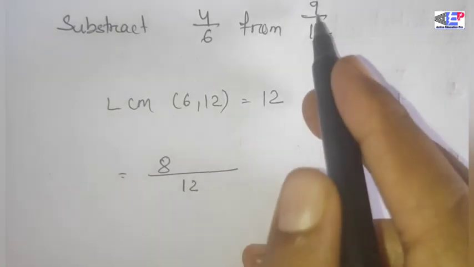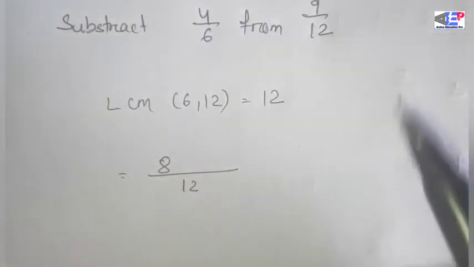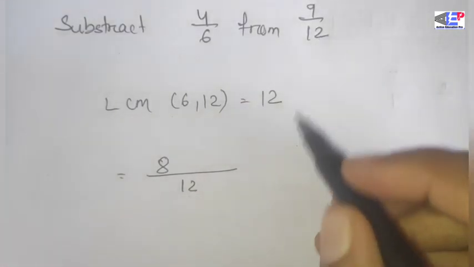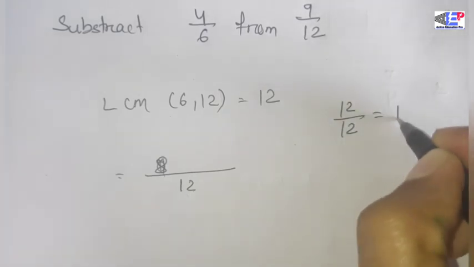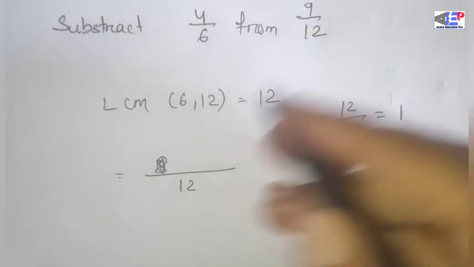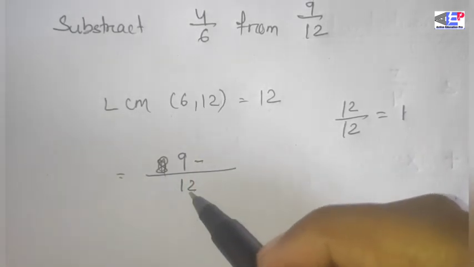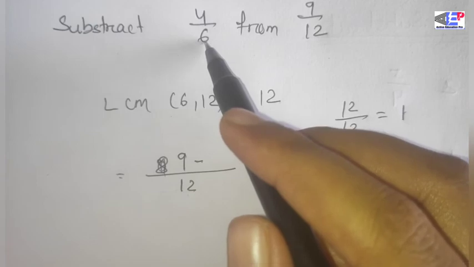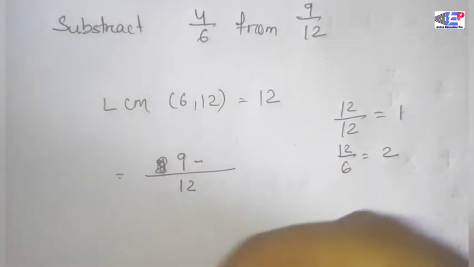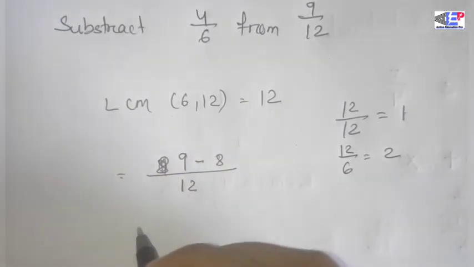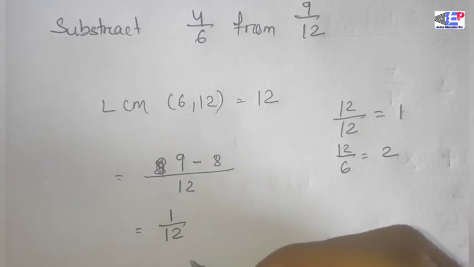Sorry, first we have to solve 9 by 12, because we subtract from 9 by 12. So first divide the LCM by the denominator. 12 by 12 is 1. Multiply this quotient with the numerator. It will be 9 minus. Then divide the LCM by the denominator 6. 12 by 6, it will be 2. Then multiply with the numerator. 2 times 4 is 8. And here your answer will be 1 by 12. 1 by 12 is your answer.